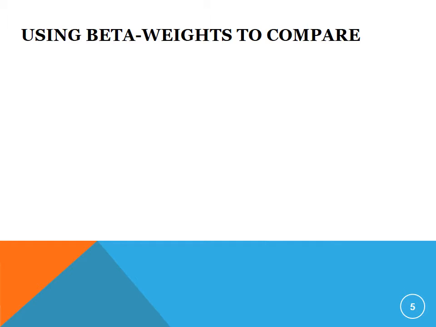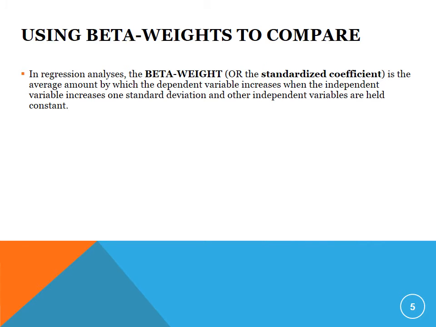So now that we've talked about the regression coefficient and how there is some discrepancy there, because it's not standardized, let's look at the beta weights, which we also know in some cases as the correlation coefficient. We talked about this in lecture 5, and so we know what correlation coefficients mean and how we can interpret them. So let's do some comparison. In regression analysis, the beta weight, or the standardized coefficient, is the average amount by which the dependent variable increases when the independent variable increases by 1 standard deviation, and the other independent variables are held constant. It's a lot of words.